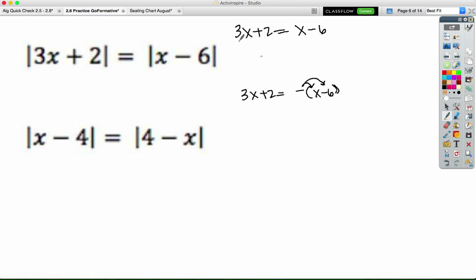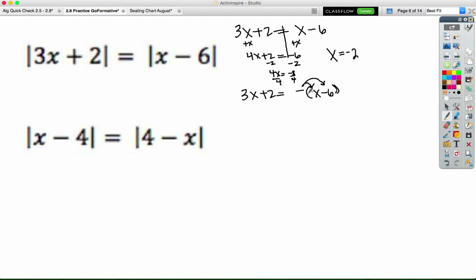So on this first one, I'm going to start by getting the x's together. I will add x to both sides. I have 4x plus 2 equals negative 6, minus 2 from both sides. 4x is equal to negative 8. And so when we divide by 4, our first answer is x equals negative 2.